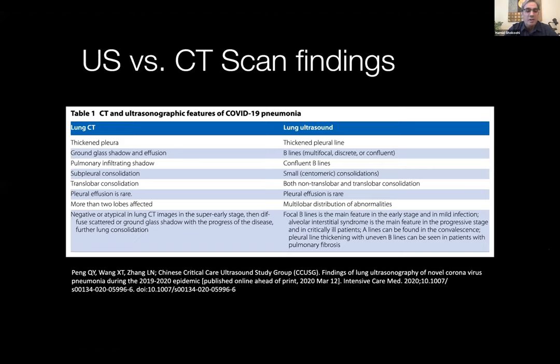Yeah, they tried. We know some of them are probably going to work together, like they mentioned thickened pleural line here. Yes, this is the term we are using and hearing a lot more. We see tons of B lines at different levels. Maybe that's representing ground glass shadow, confluent B line. Maybe that's a pulmonary infiltrate that we are seeing. Subpleural consolidation, we name it the same in CT and ultrasound. And the multilobar distribution is actually the same for COVID.